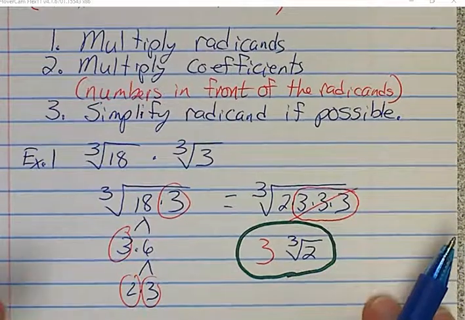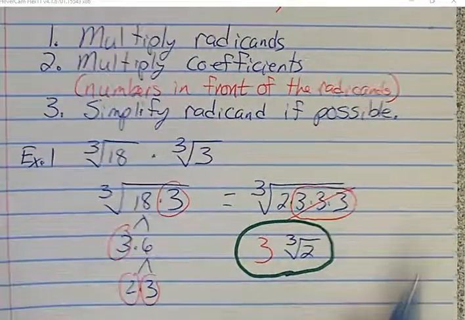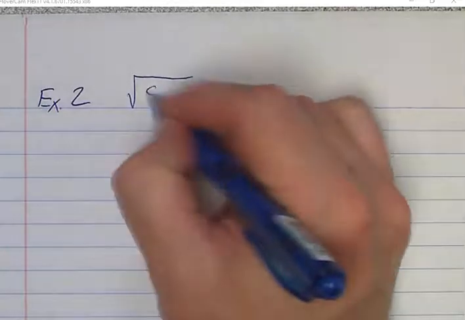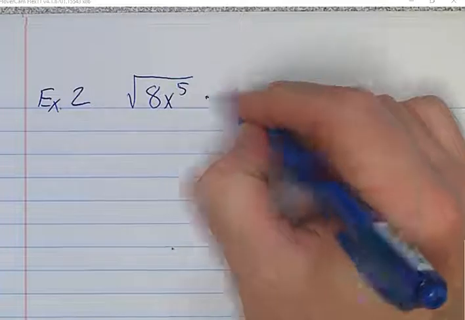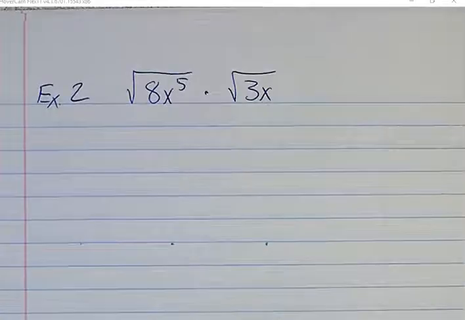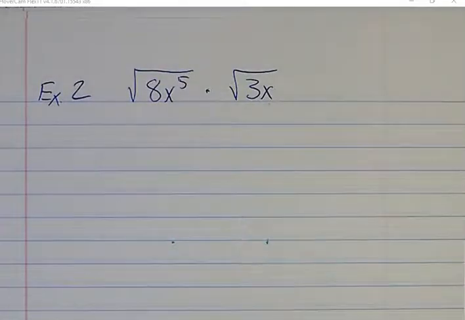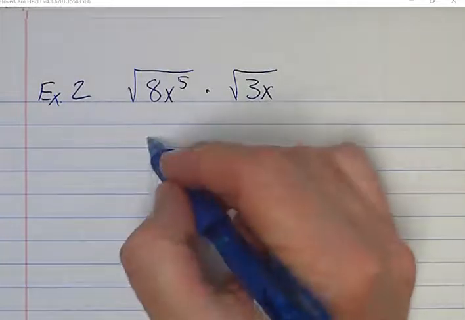Okay, for the next one, we'll keep some small numbers, but we're going to throw in a couple of variables at the same time. So let's go with the square root of 8x to the 5th times the square root of 3x. Okay. And again, indexes are the same, so that's really not going to be an issue, so we're okay there.